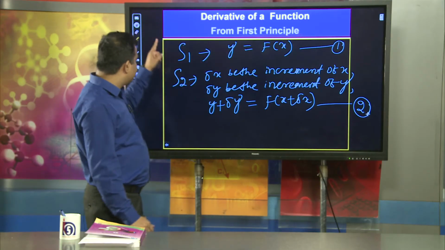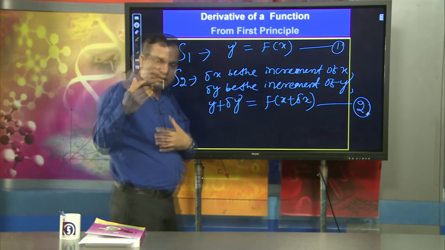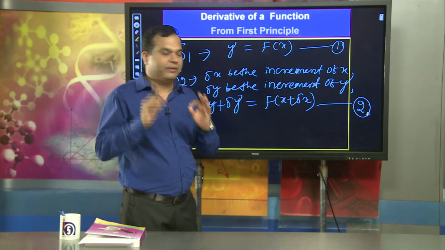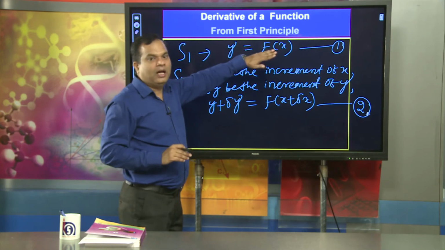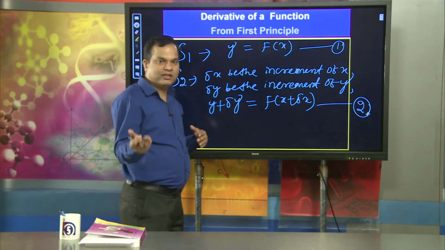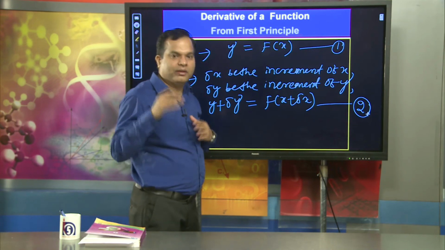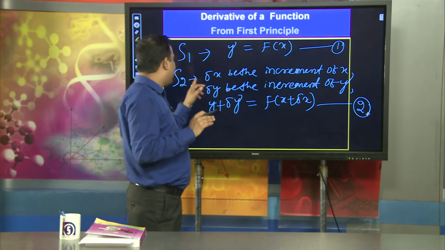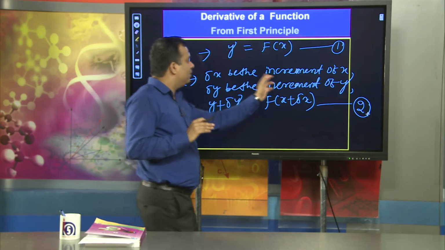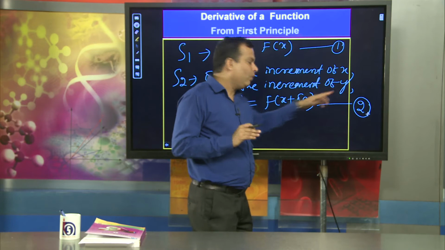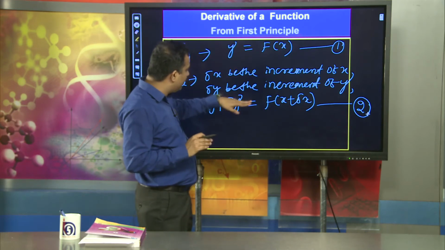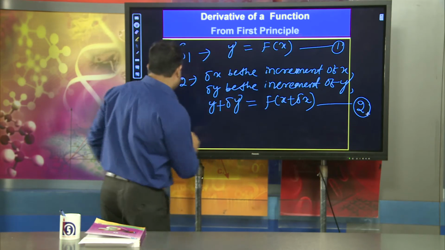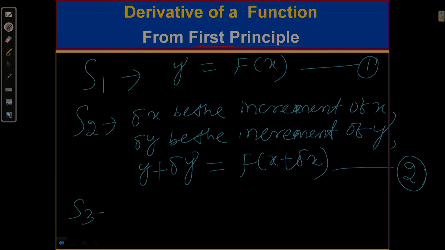That means step 1 is very simply, I can first write the function. That means which function we are going to find the derivative of. Suppose y equal to f of x. F of x may be a trigonometric function, an exponential function, or a logarithm function, whatever it may be. Then we have to write del x as the increment of x and del y as the corresponding increment with respect to y. So, I can write y plus del y equal to f of, in place of x I have written x plus del x. Okay. Now step 3, what does step 3 say?